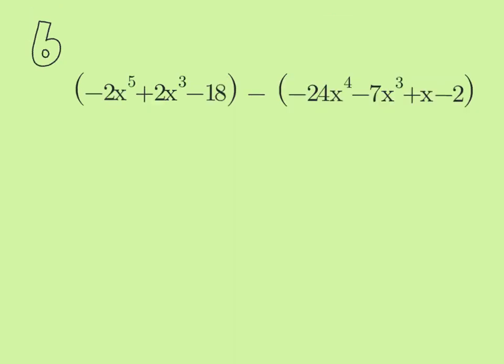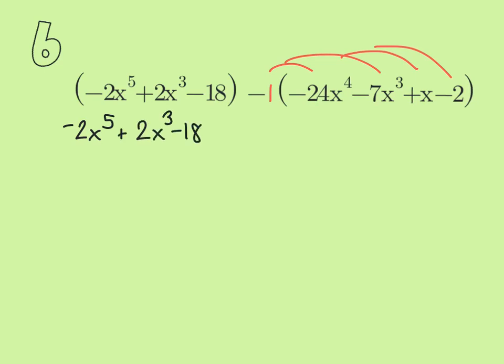Okay, last one here. What I'm going to do is again begin by distributing my minus sign to all 4 terms in the second polynomial. So I'll just recopy this negative 2x to the 5th plus 2x cubed minus 18. Negative times a negative is a positive 24x to the 4th plus 7x to the 3rd minus x plus 2. If you notice, every sign changed on the second polynomial.